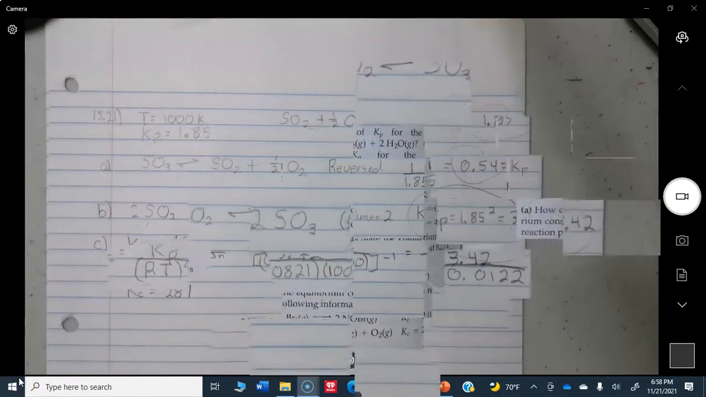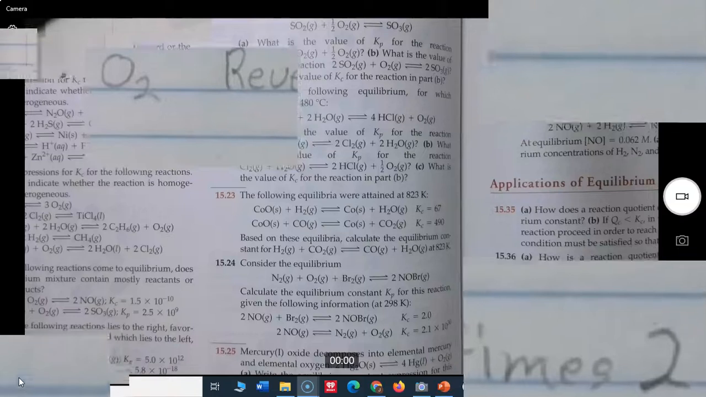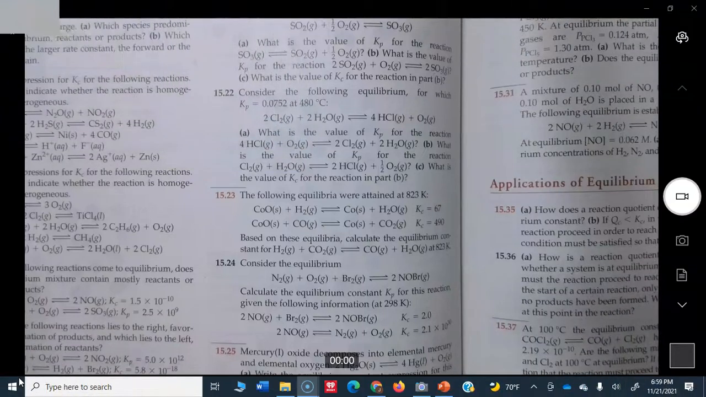Okay, the next problem you're asked to do is 15.23. It says the following equilibria were attained at 823 K. So again, they're just giving you a temperature to say, hey, it's at a fixed temperature, we're not changing the temperature. There's the two reactions. It says based on these equilibria, calculate the equilibrium constant for H2 plus CO2 produces CO and H2O. So this is another one of these Hess's law type problems.